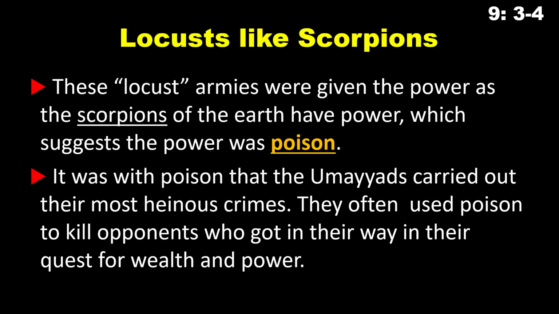These locusts were compared to scorpions. The locust armies were given the power as the scorpions of the earth have power, which suggests the power of poison. It was with poison that the Umayyads carried out their most heinous crimes. They often used poison to kill opponents who got in their way in their quest for wealth and power.